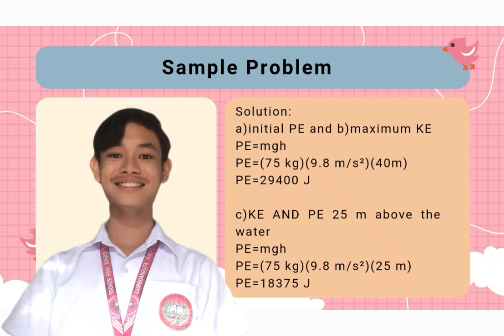Now, let's find the KE and PE 25 meters above the water. PE equals mgh. PE equals 75 kilograms times 9.8 meters per second squared times 25 meters. PE equals 18,375 joules.